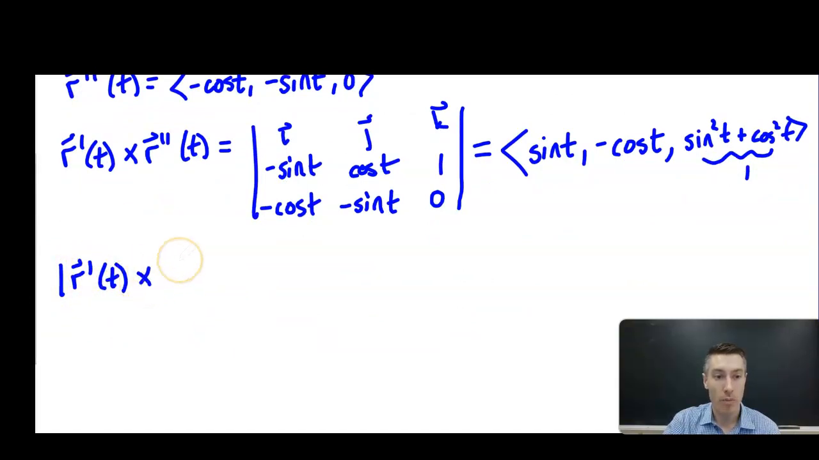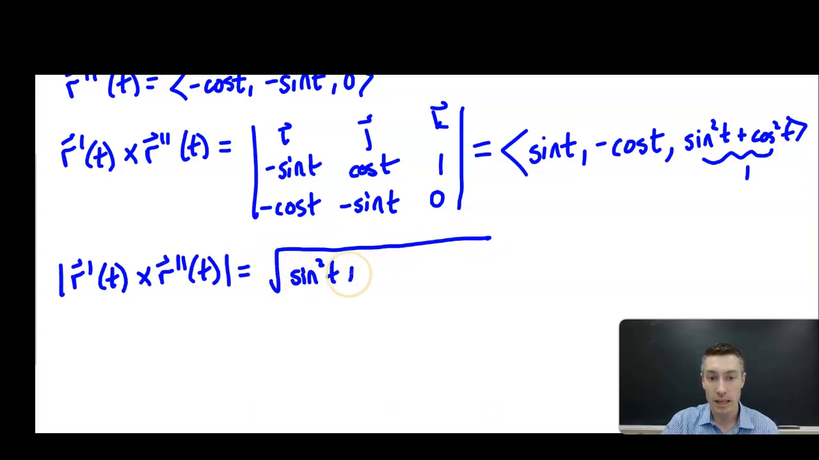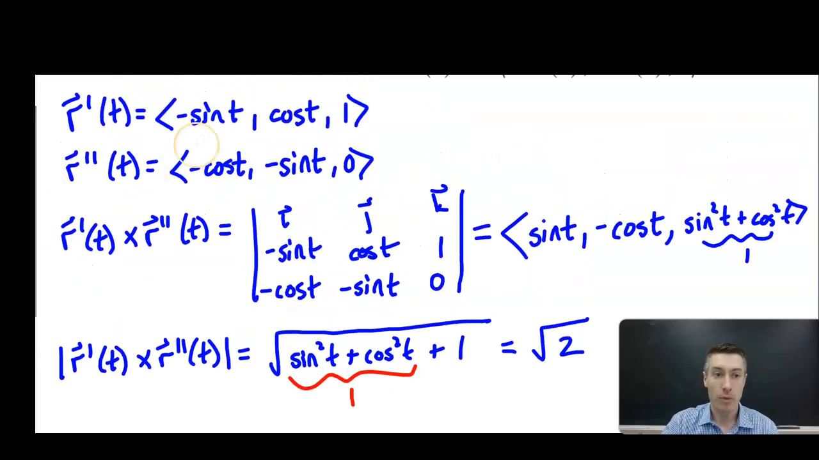So the magnitude of r prime of t crossed with r double prime of t is equal to the square root of sine squared t plus cos squared t plus 1 squared, which is 1. Again, we have that Pythagorean identity sitting there. So we have the square root of 1 plus 1, which is the square root of 2. Now back to the top, we need the magnitude of r prime of t as well for our computation.